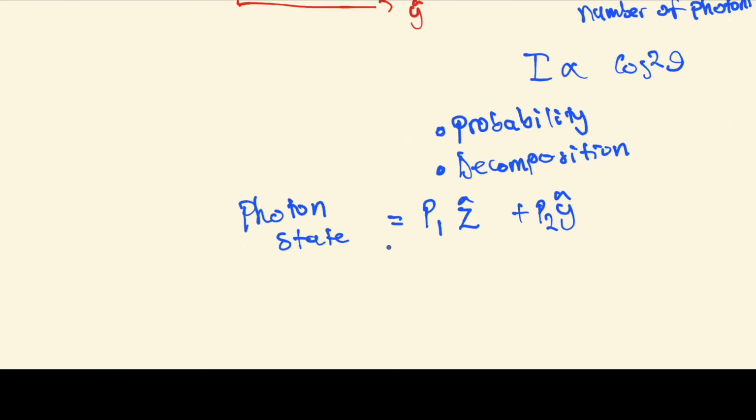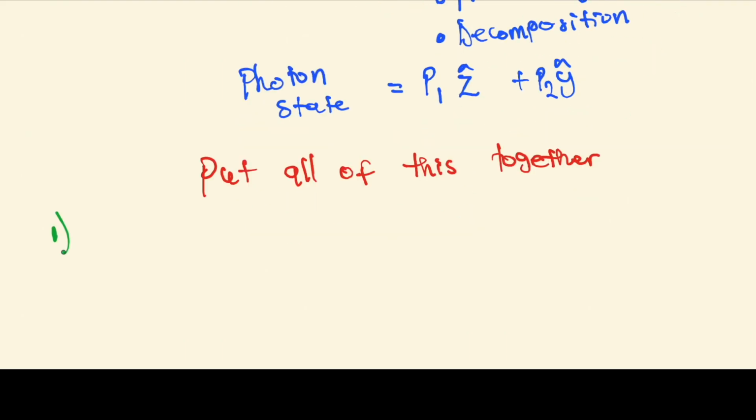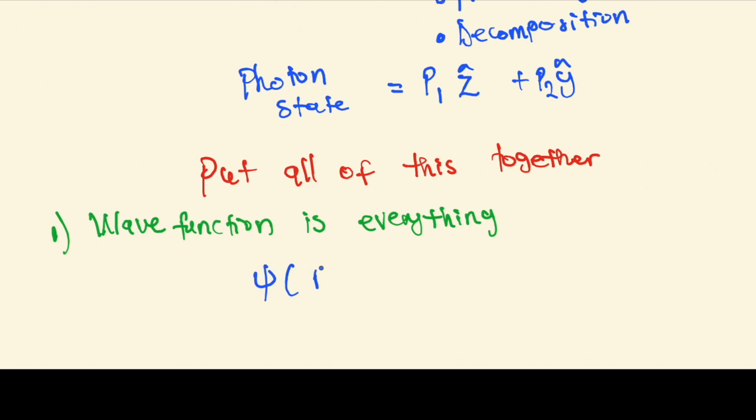So let's begin by putting all of this together and start making our postulates for quantum mechanics. The first point that I would like to make is that we can describe the state of our particle or a system of particles by something called the wave function, and the wave function tells us everything there is to know about the system. We can describe our wave function as psi, which is a function of, say, position and time.